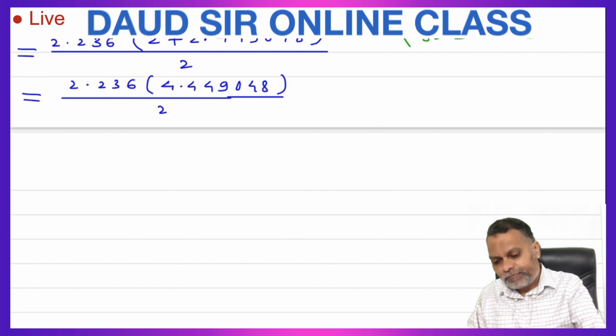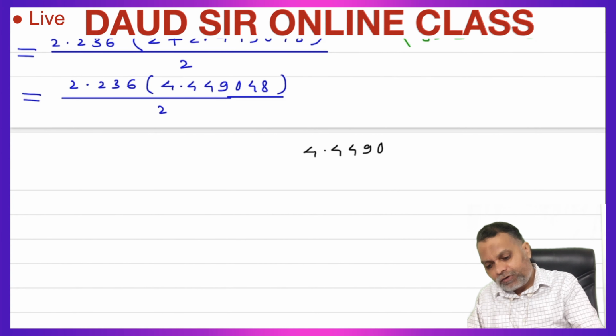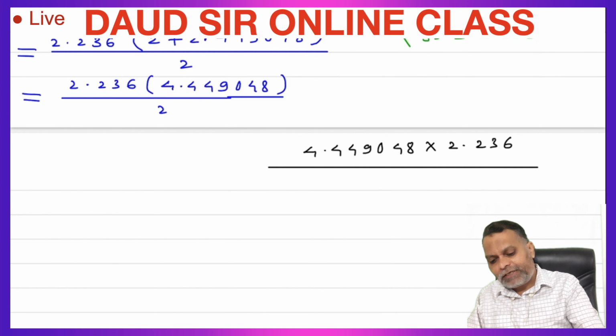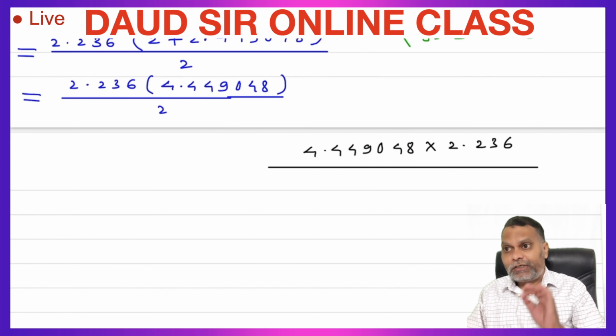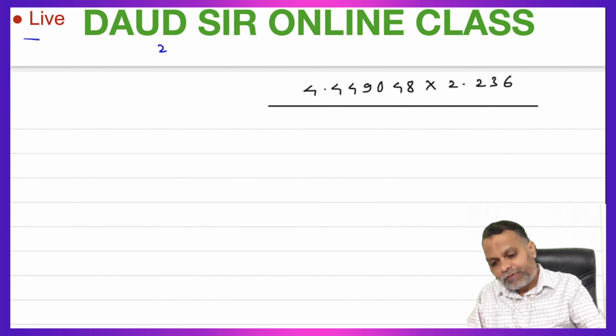So in rough, multiply this more digit quantity by a smaller digit quantity. 4.449048 multiplied by 2.236. First multiply this, and after product we can put the decimal after 1, 2, 3, 4, 5, 6, 7, 8, 9 digit. After 9 digit we have to put the decimal. So I am multiplying this.